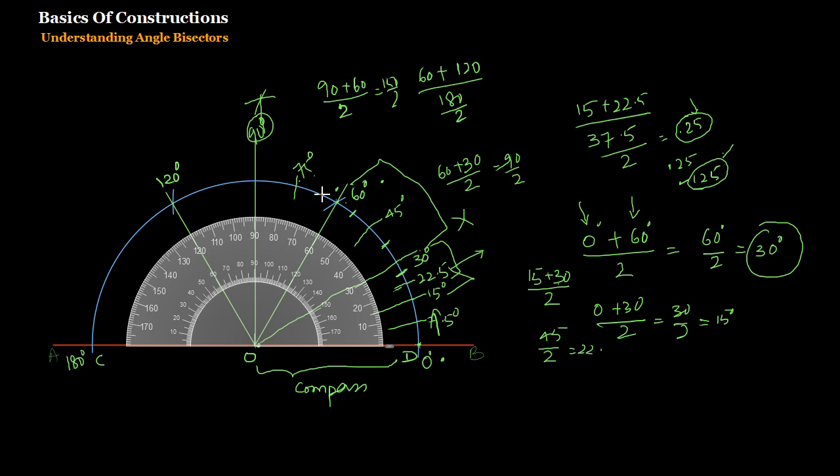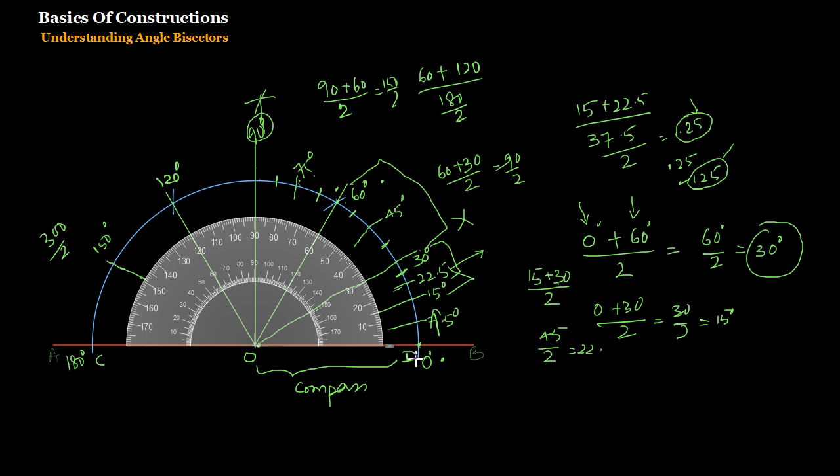Then between 75 and 90, it is going to be this. Every time you do the calculation, similarly 180 plus 120 is 300. 300 divided by 2 gives me 150, somewhere around there. So I'm bisecting the angle between 180 and 120 to draw 150.